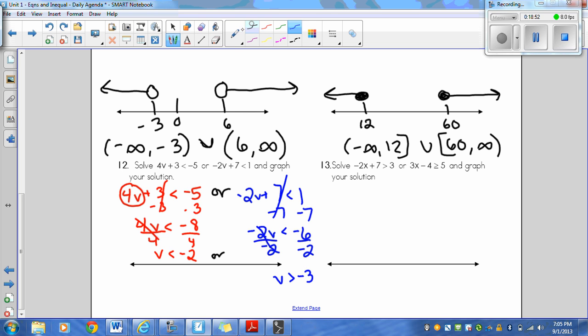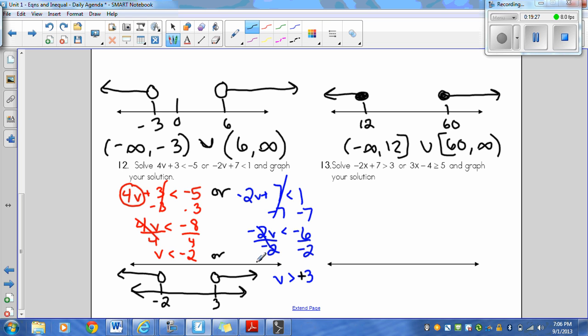I'm going to make another number line down here. I'm going to show you that you're at negative 2 or less, or negative 3 or more. Oh, and I made another mistake. This should be a positive 3. Negative 6 divided by negative 2 is positive 3. Positive 3 or more. And there you go.